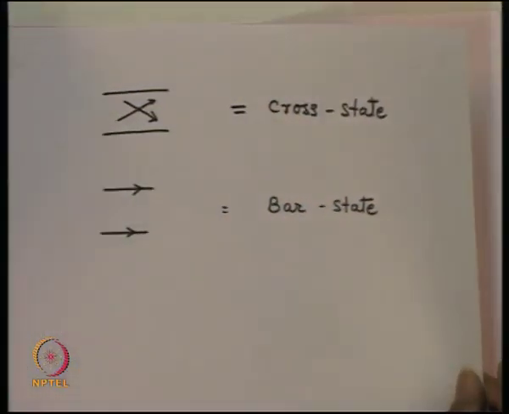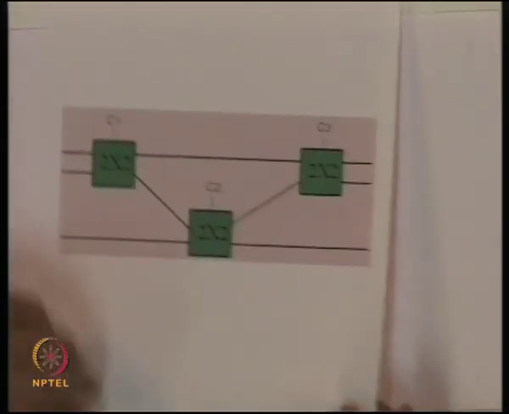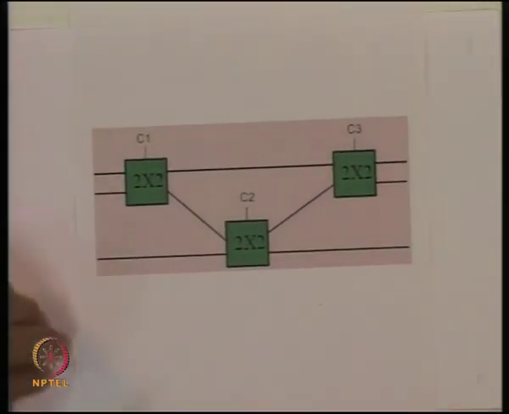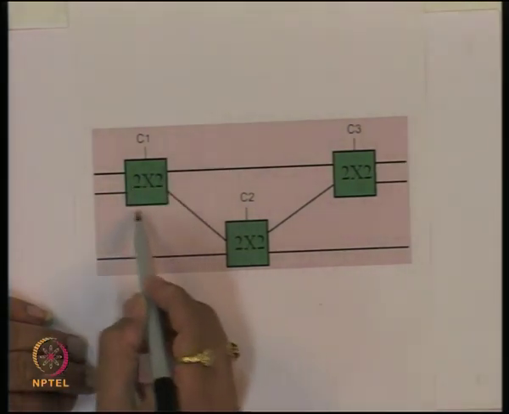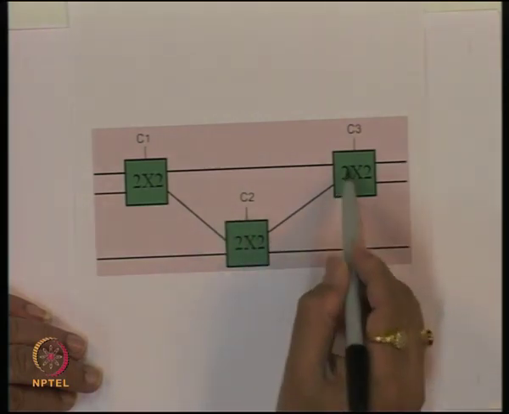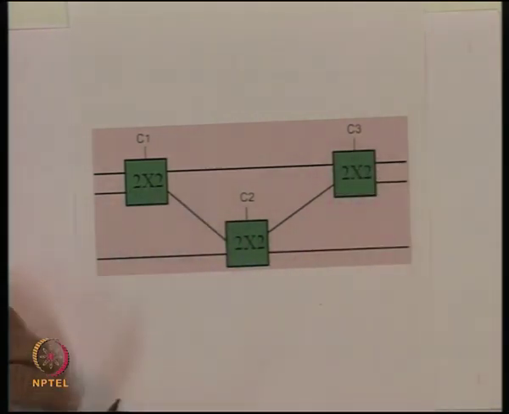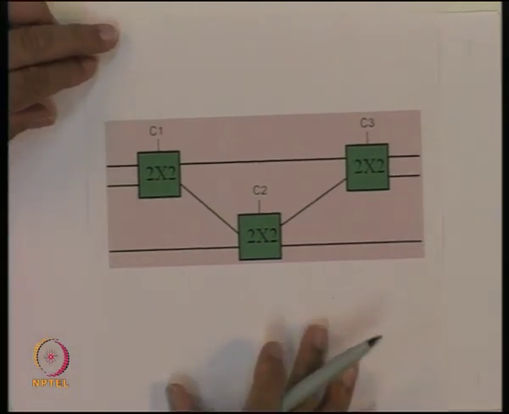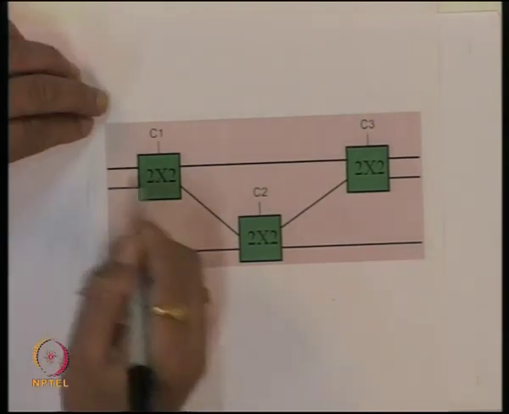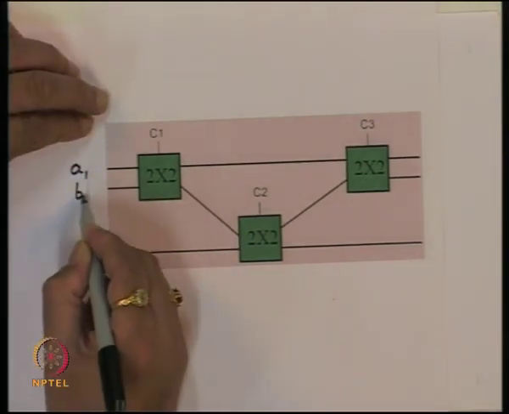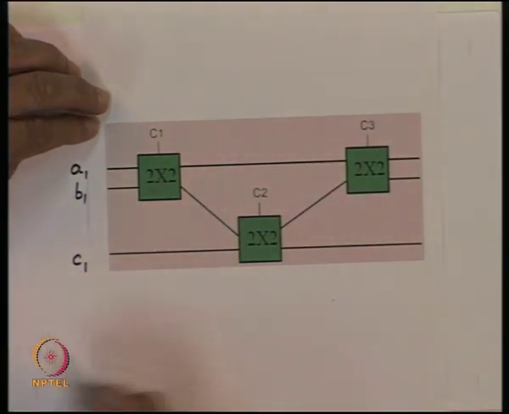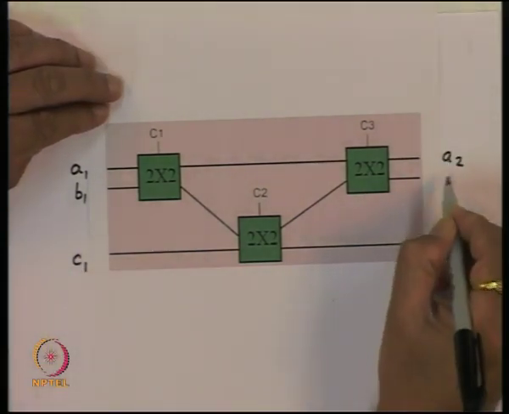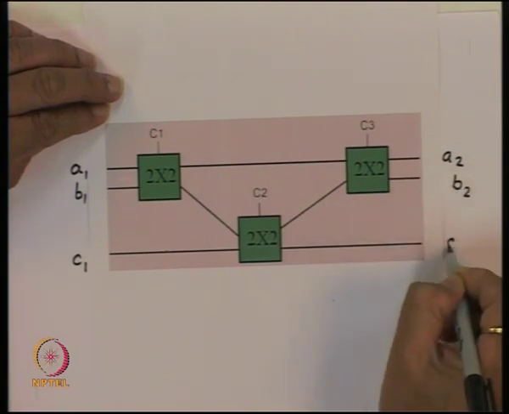So now let us say suppose we had 3 inputs and 3 outputs. We have a situation something like this. So there are 3 signals which are coming. I can put one 2 by 2 switch here, another 2 by 2 switch, and another 2 by 2 switch, and I can make the connections like this. So let us say suppose we had 3 inputs, let us say A1, B1 and C1, and I have the corresponding outputs A2, B2, C2.